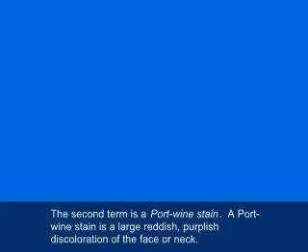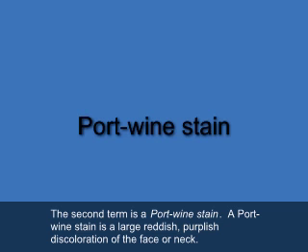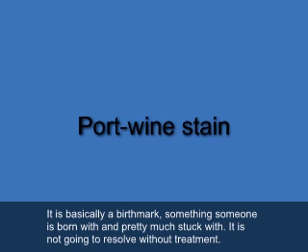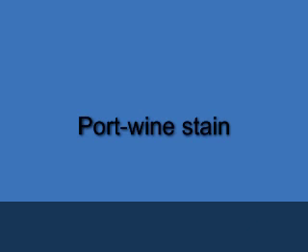The second term is a port wine stain, P-O-R-T-W-I-N-E, and then stain, S-T-A-I-N. A port wine stain is a large, reddish purple discoloration of the face or neck. It's basically a birthmark, and it's something that when one is born with it, one is pretty much stuck with it. It's not going to resolve without a treatment.